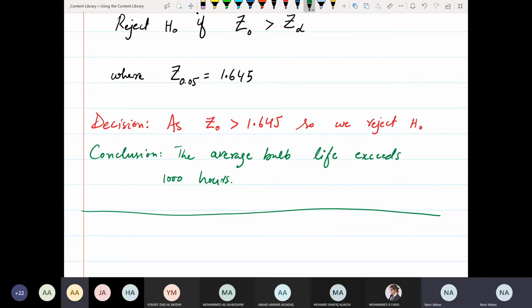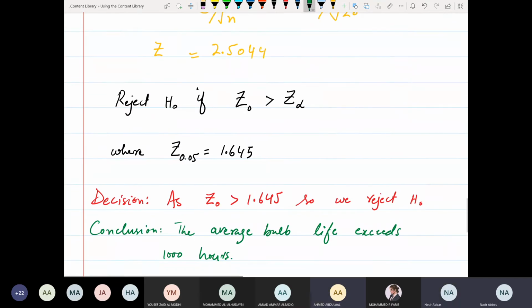If we reject, it became true. We reject what? If you reject the claim, you will say the claim is not true. Yeah, if we reject H0, you are rejecting H0 here, so the claim will be true. The conclusion.